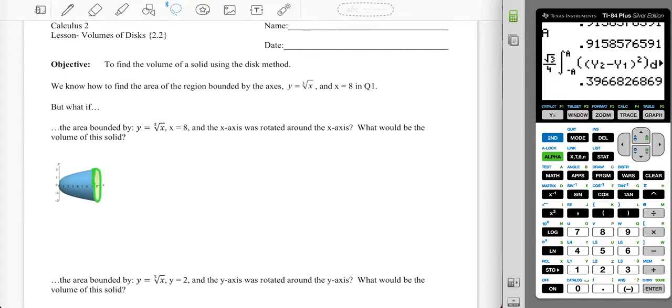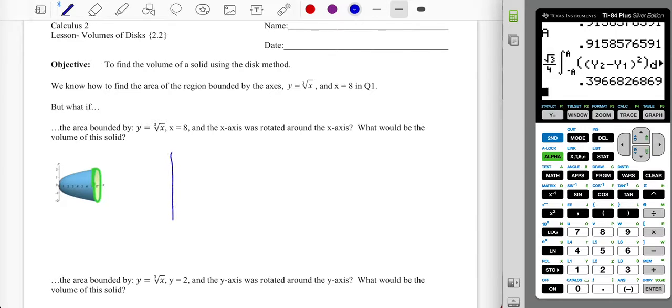We are concerned with taking a base region, a region in two-dimensional space, and revolving or rotating it around an axis. So what I'm going to do is take the same example, or at least something similar, from a couple of pages ago.